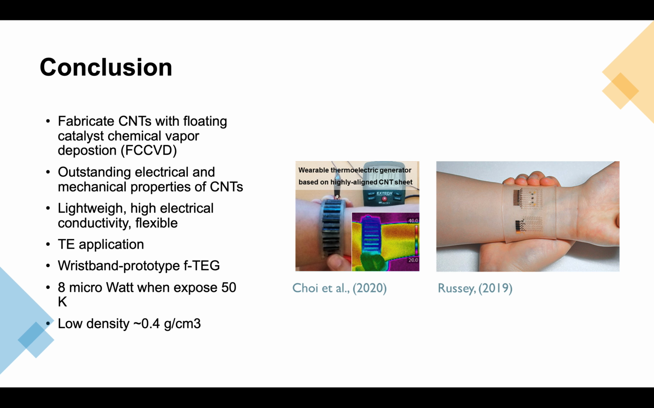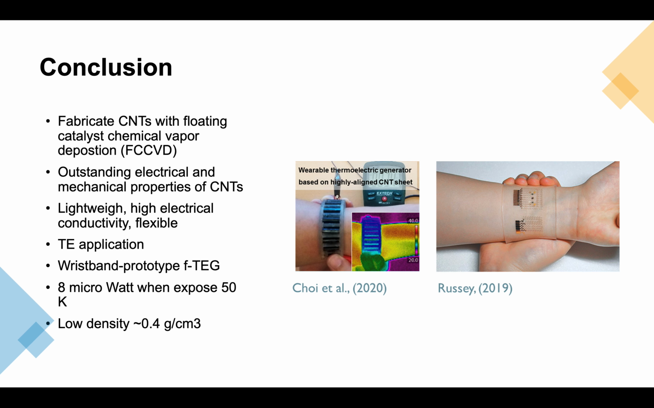So this type of carbon nanotube sheet is considerably outstanding in electrical and mechanical properties, such as being lightweight, flexible, and having high electrical conductivity, which are suitable for thermoelectric application. For instance, a wristband prototype yields a maximum power output of 8 microwatts when exposed to a 50 Kelvin temperature gradient, and the density is about 0.4 gram per cubic centimeter.